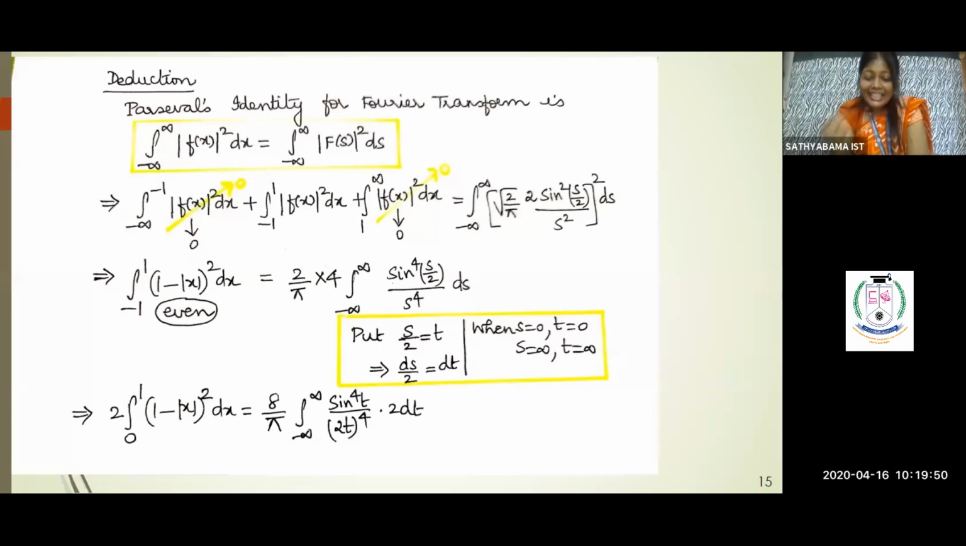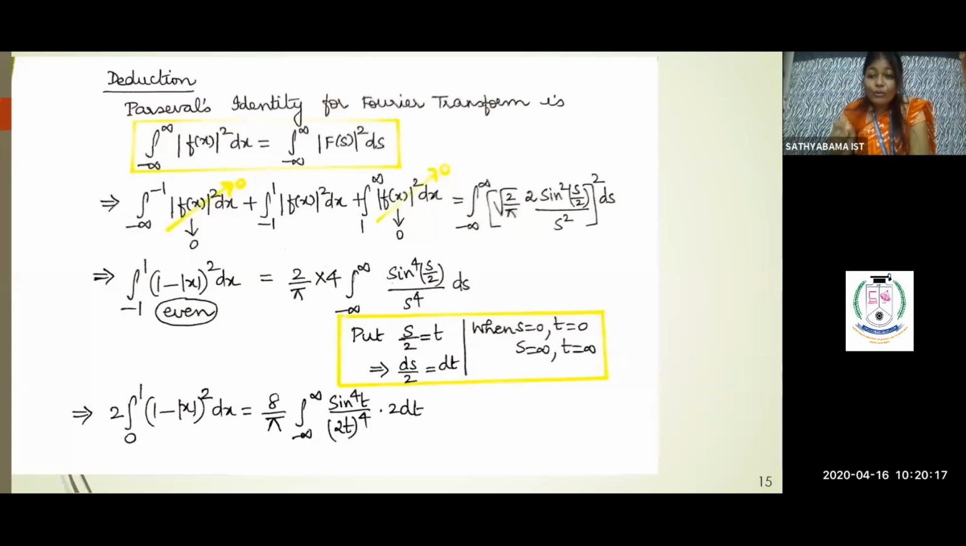Okay, now right hand side, root of 2 by pi into 2 the whole square, I've taken all the constants out. So what is sine square the whole square? It is sine power 4, s by 2 divided by s power 4 ds. So I've got the sine power 4 that I wanted. So all I have to do is do some minor adjustments. Okay. Now listen carefully. This problem is slightly different now. Why? Because the question says you have to find sine power 4 t. But what do you have here? You have sine power 4 s by 2.